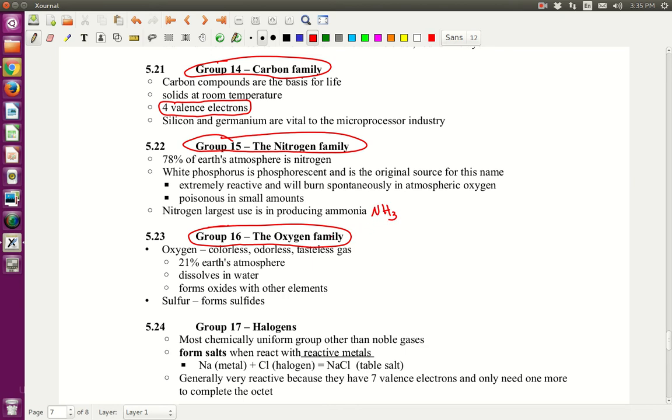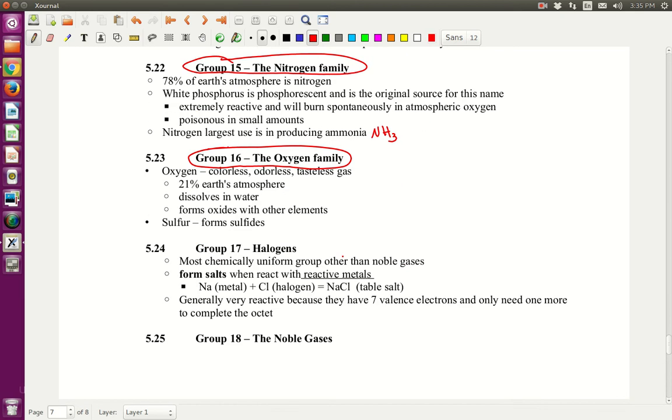Oxygen family. Oxygen, colorless, odorless, tasteless gas. 21% of the Earth's atmosphere, dissolves in water, forms oxides with other elements, and we will come across oxides like carbon dioxide or carbon monoxide, nitrogen dioxide. So we'll learn about all those oxides when we cover the names in Chapter 8. And sulfur forms sulfides, and so we'll cover those as well in Chapter 8. So really, you just need to know that the oxygen family is group 16, has 6 valence electrons. And what charge, though, do you think that, and this is one I really probably want you to know.